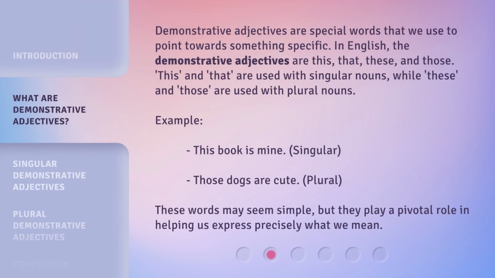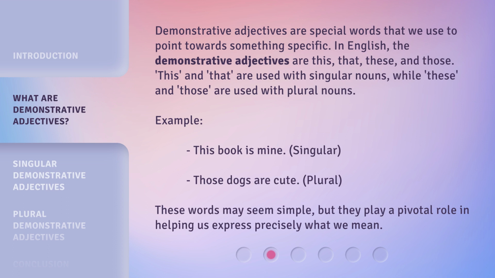Demonstrative adjectives are special words that we use to point towards something specific. In English, the demonstrative adjectives are this, that, these, and those. This and that are used with singular nouns, while these and those are used with plural nouns.